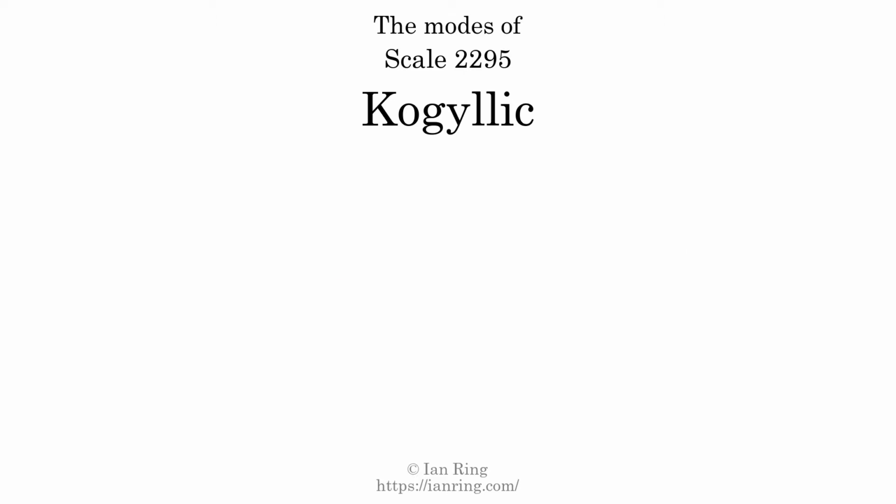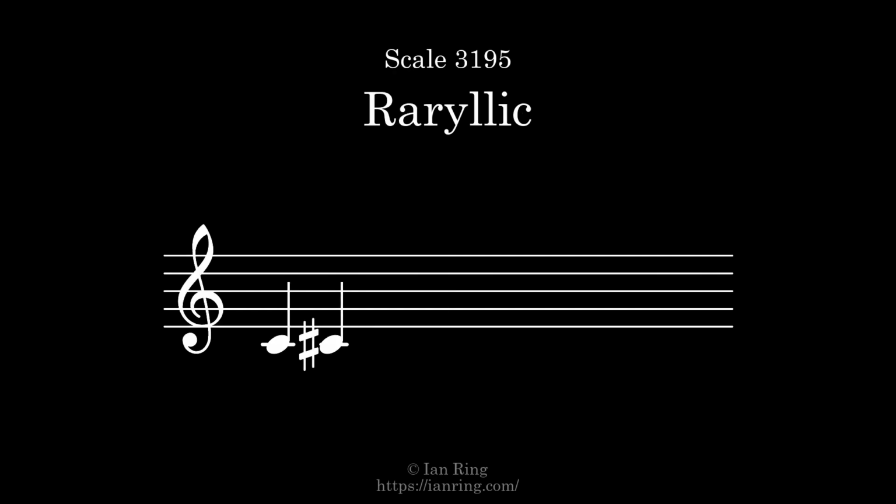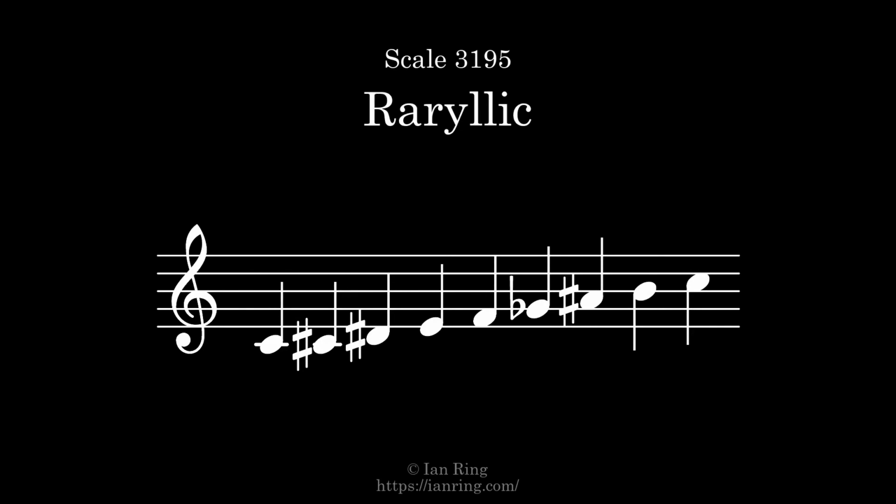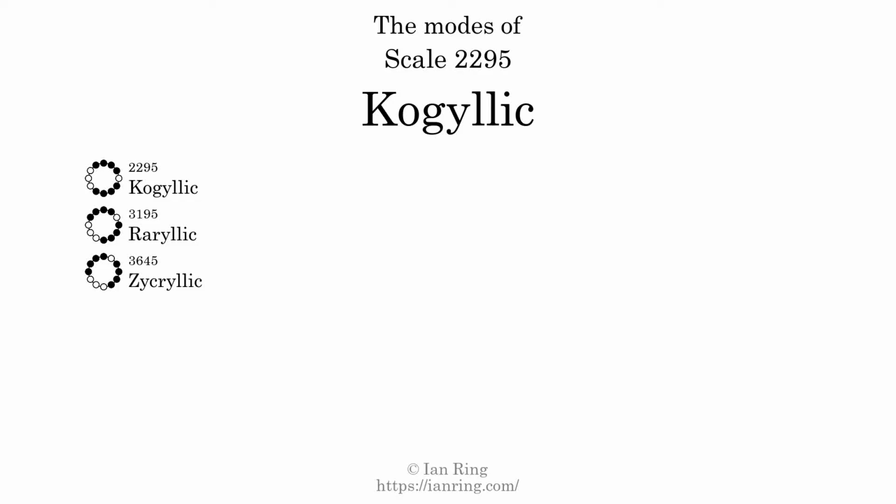This scale has 8 modes. The first mode is itself. The second mode is scale 3195, also known as Kogyllic. It sounds like this. The third mode is scale 3645, also known as Kogyllic. It sounds like this.